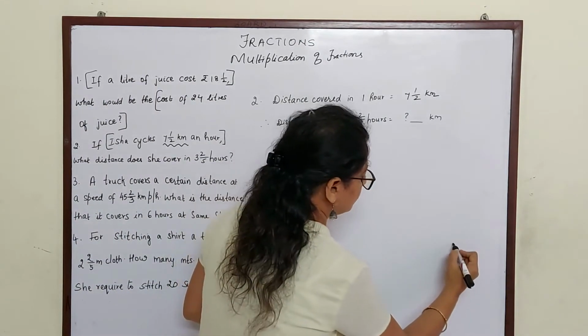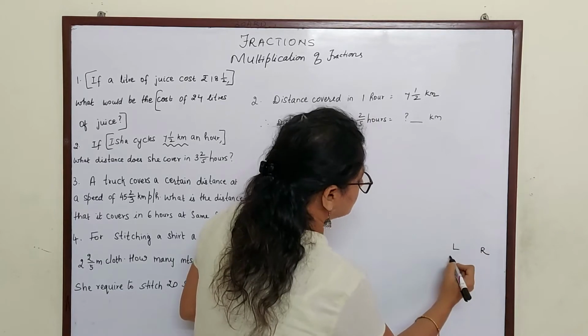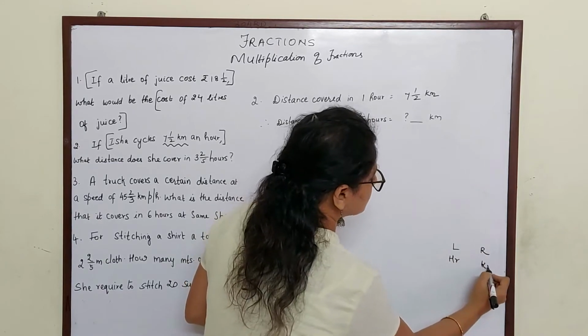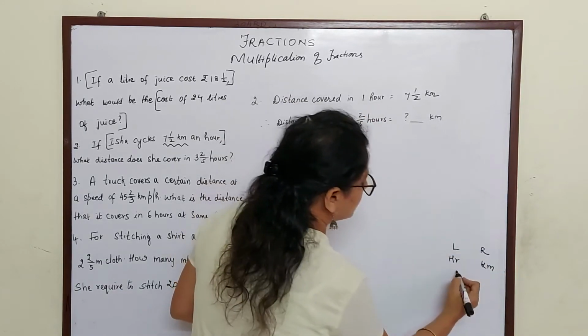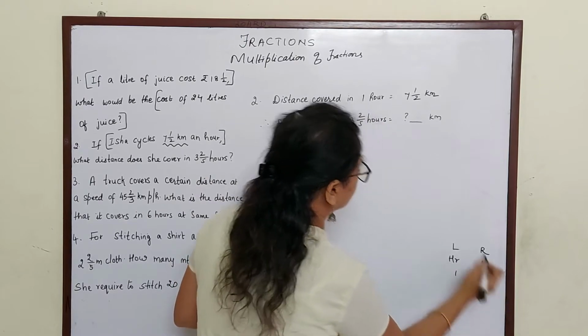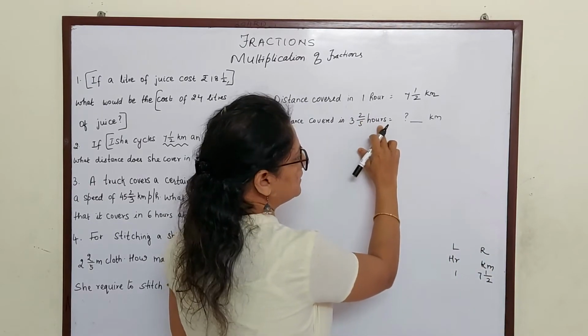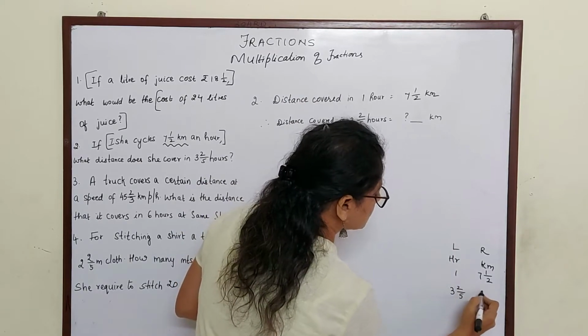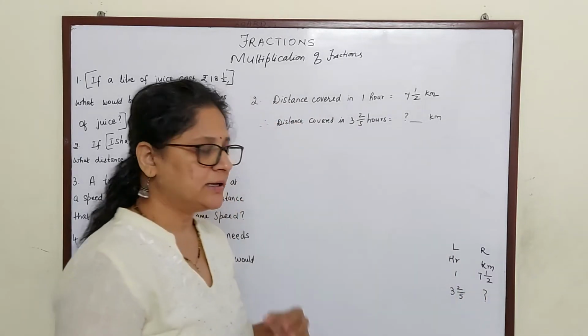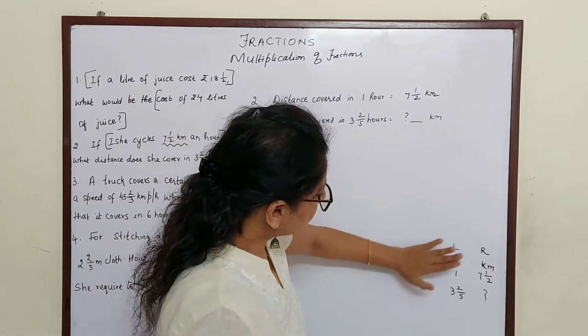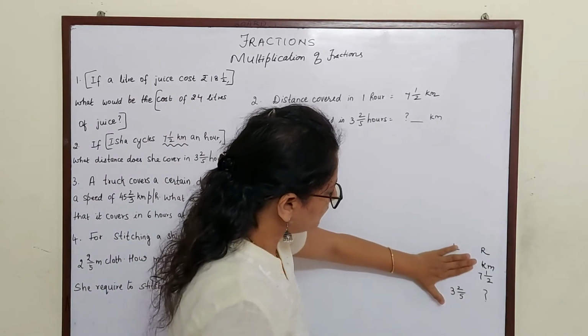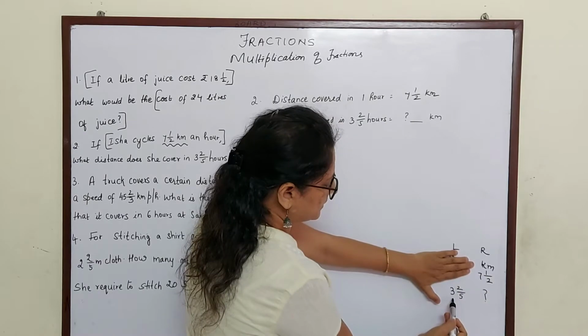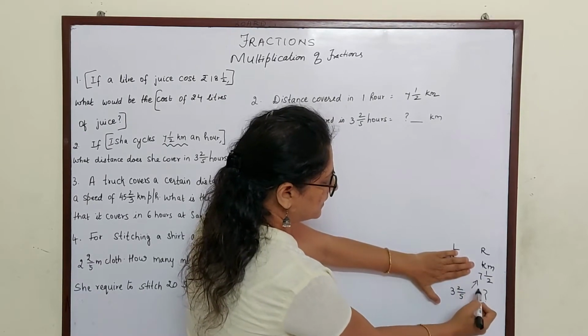But let us use that method, left and right. So here it is hours and here it is kilometer. So 1 hour is 7.5 kilometer. So in 3 2 by 5 hours, we will put it below hours. 3 2 by 5 hours. How many kilometers can she travel? So this is left hand side and right hand side. I am hiding one. One number is in the left side and one number is in the right side.